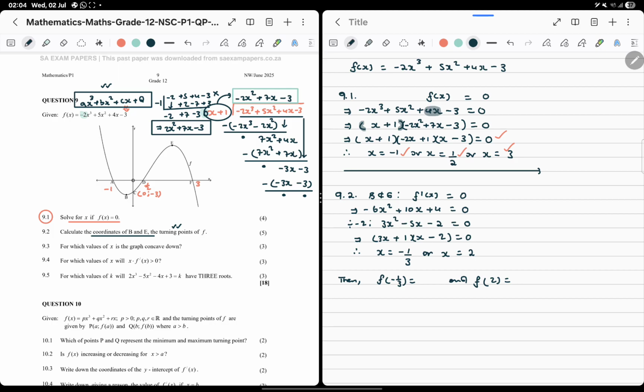This is cubed, okay? And we've got 5 plus into minus 1/3. This is squared. Plus 4 into minus 1/3. Minus 3. So I'm getting minus 100 over 27, okay?